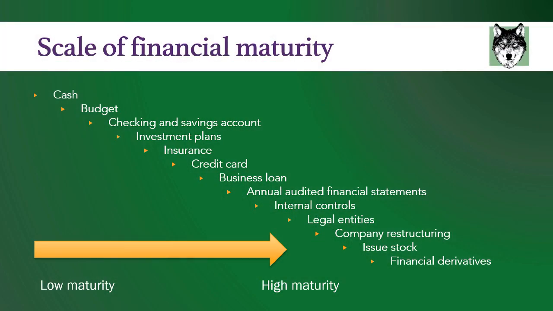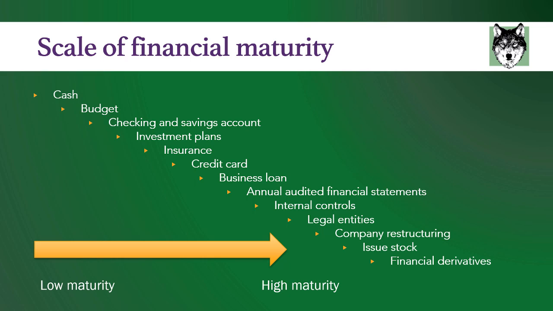And this is a really long scale, and let me just throw some other bullet points up here. This is not an exhaustive list by any means. There's probably hundreds of different financial tools out there. This is just to give you a sense of how this works. So let's go down this list. Starting from the low maturity end, you have cash, you have budgeting, you have using a checking and savings account, you have investment plans, you could use insurance, you could use credit cards, you could use a business loan, you could do annual audited financial statements. That takes you another step higher in terms of financial maturity.